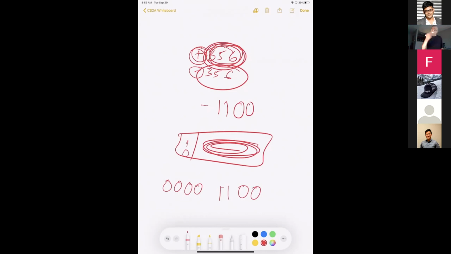12 in decimal, 8 decimal digits. Can you write 12 in 8 decimal digits? Yes, I can, because my 12 in 8 decimal digits is going to be 12, prefixed with that many zeros. That's my 12 in decimal.